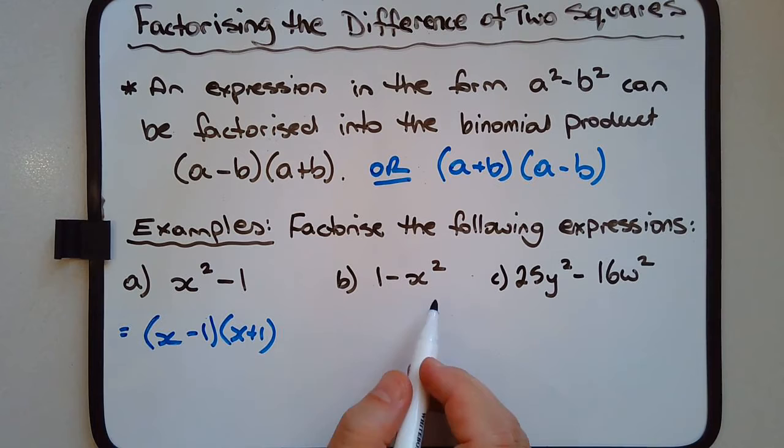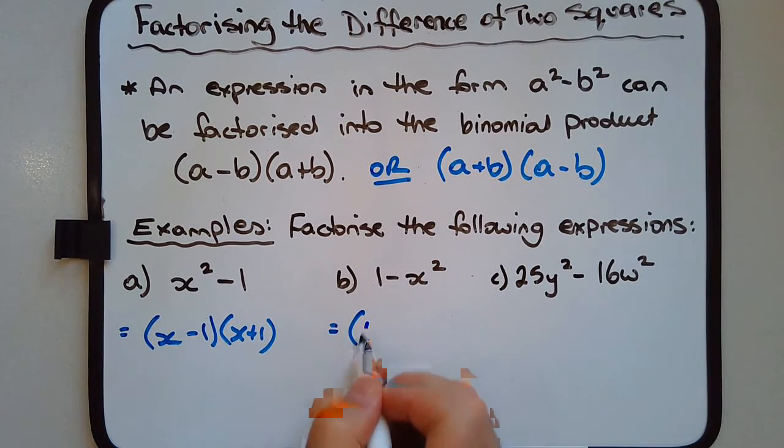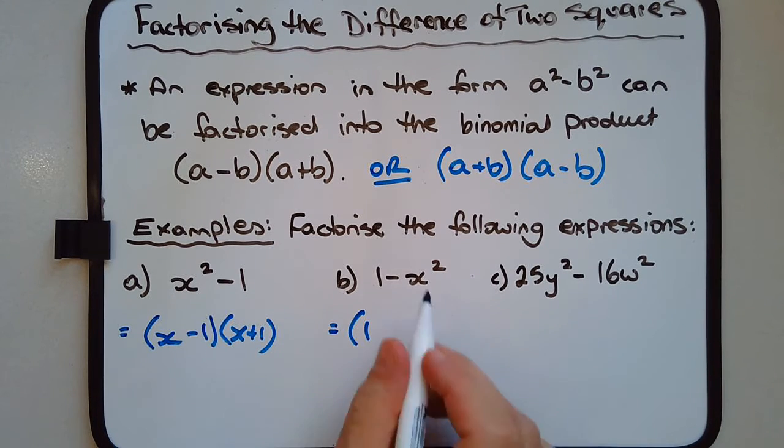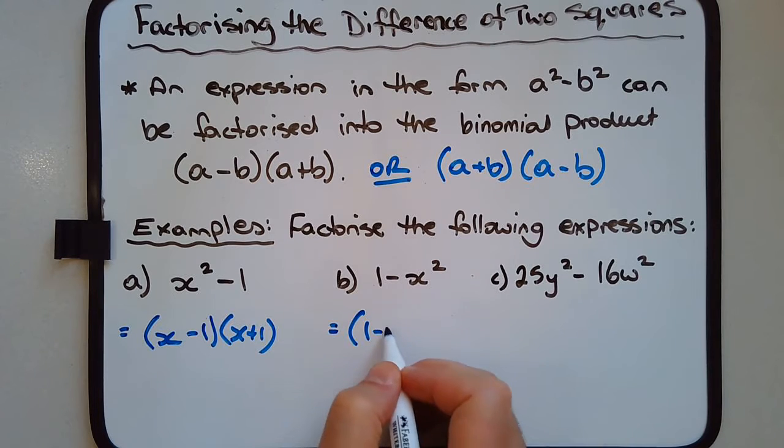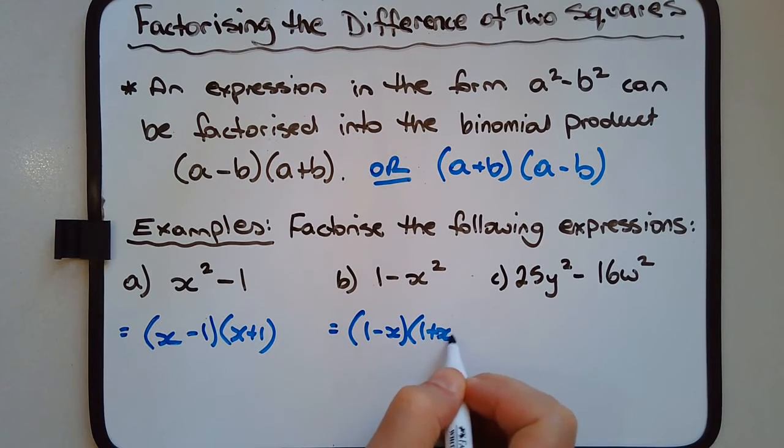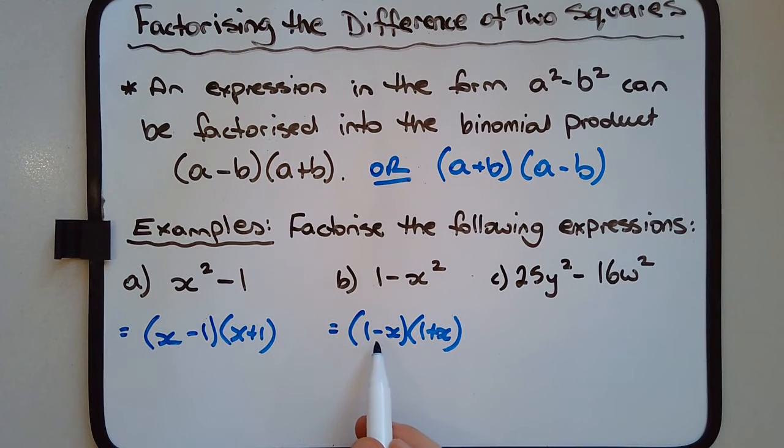Part B, 1 minus x squared, same basic idea. Square root of 1 is 1, square root of x squared is x, so that's going to be 1 minus x, 1 plus x. I just have a habit of writing the negative first. It doesn't mean that it's more correct to write it that way. It doesn't really matter. If you're used to writing the positive first, then you can do that, that's fine. As long as when you write it as a product, it should still end up expanding to give you the same thing anyway.